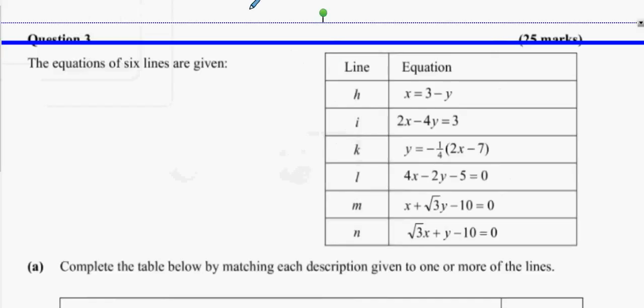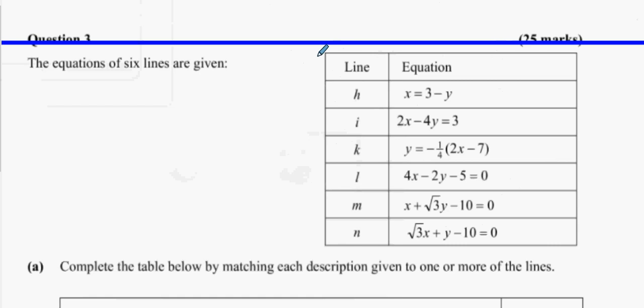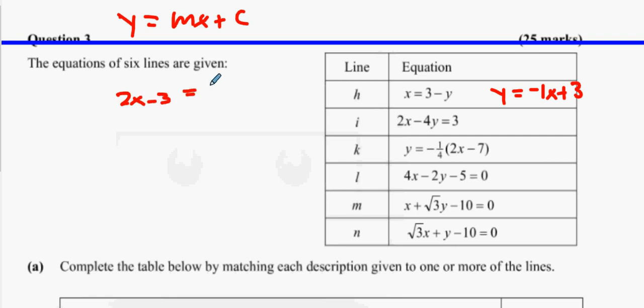Alright, ready guys? Very simply, back in second year, we introduced the formula y equals mx plus c. Arrange y on its own in terms of x. Bring the y over one side, you're going to get y equals minus 1x plus 3. This one here, you're going to get 2x minus 3 equals 4y. Then you're going to get y equals, what's 2 divided by 4? A half. And what's 3 divided by 4? Just 3/4, isn't it? We alright with that?